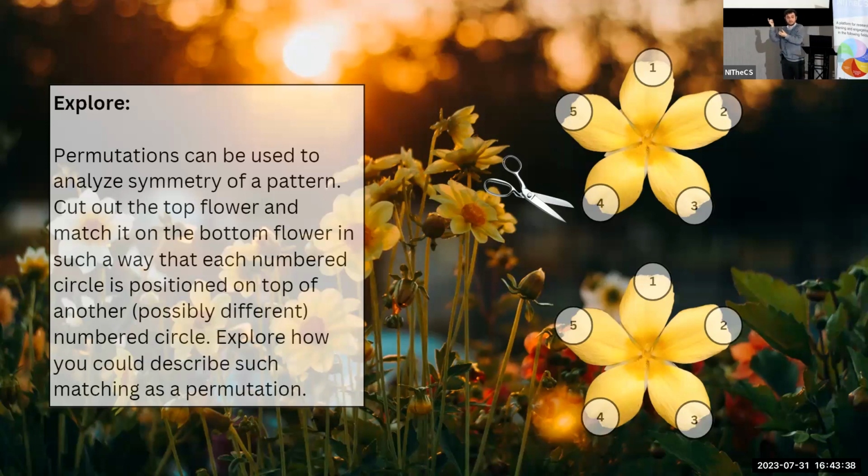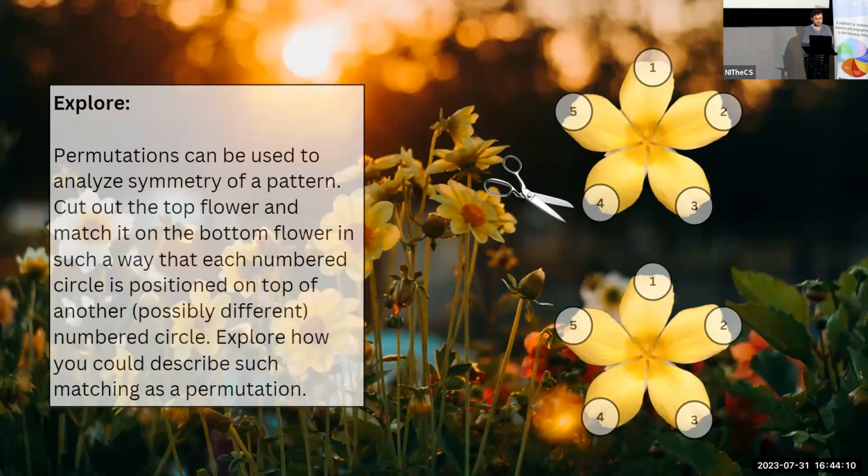If the object, in this case a flower, is symmetric, the more symmetric it is, in a sense, the more ways you will be able to match it. So the idea here is that permutations allow you to classify symmetries. And the more of them you have, the more symmetry a shape exhibits. And this link between permutations and symmetry is to be discovered by the learner, and is the goal of the exploration. So the exploration reads, permutations can be used to analyze symmetry of a pattern.